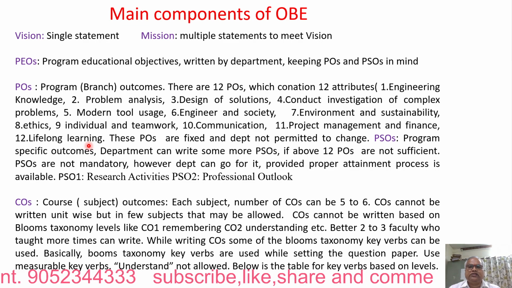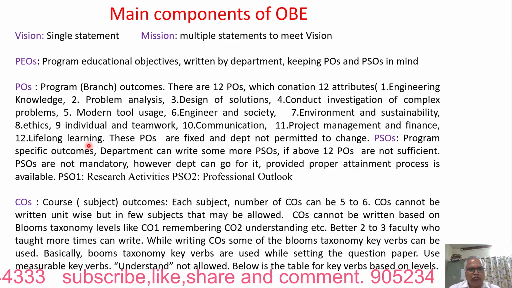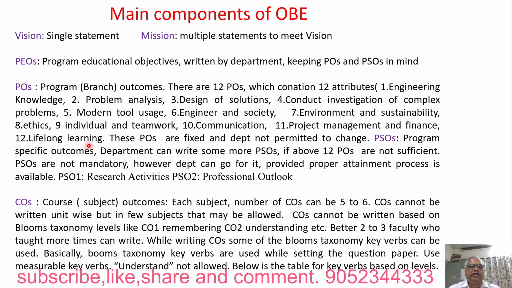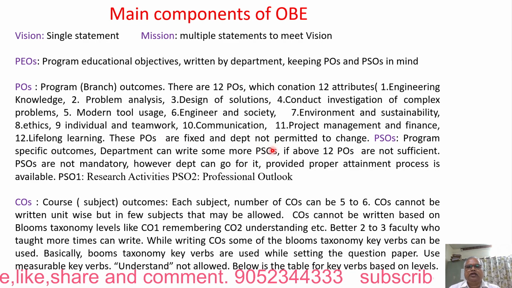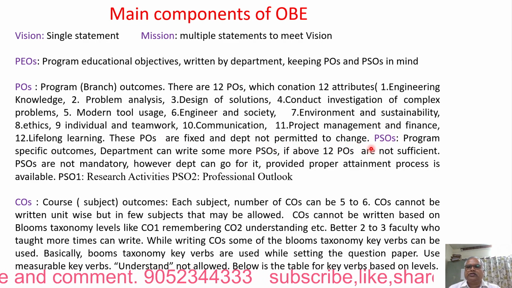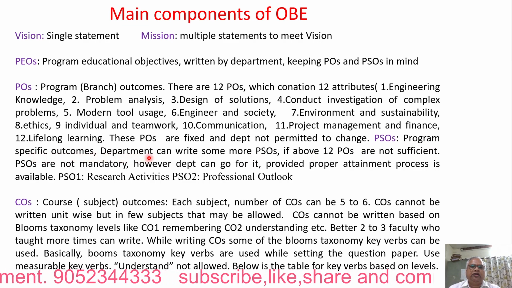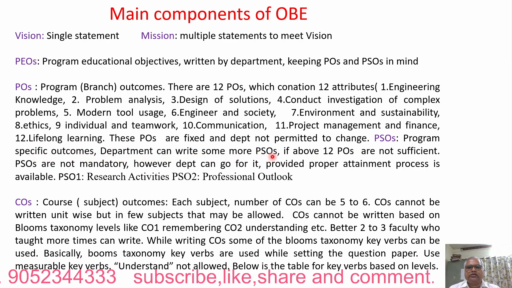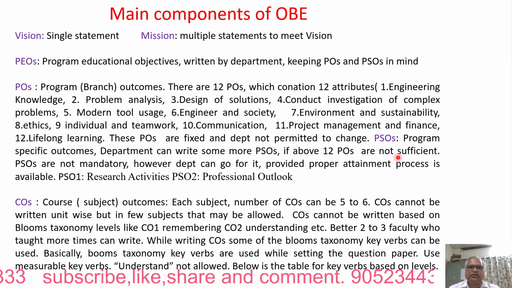We call them as attributes. They are decided by the board, not by any institution. These POs are fixed, department not permitted to change. Next, PSOs, program specific outcomes. Department can write some more PSOs if above 12 POs are not sufficient.